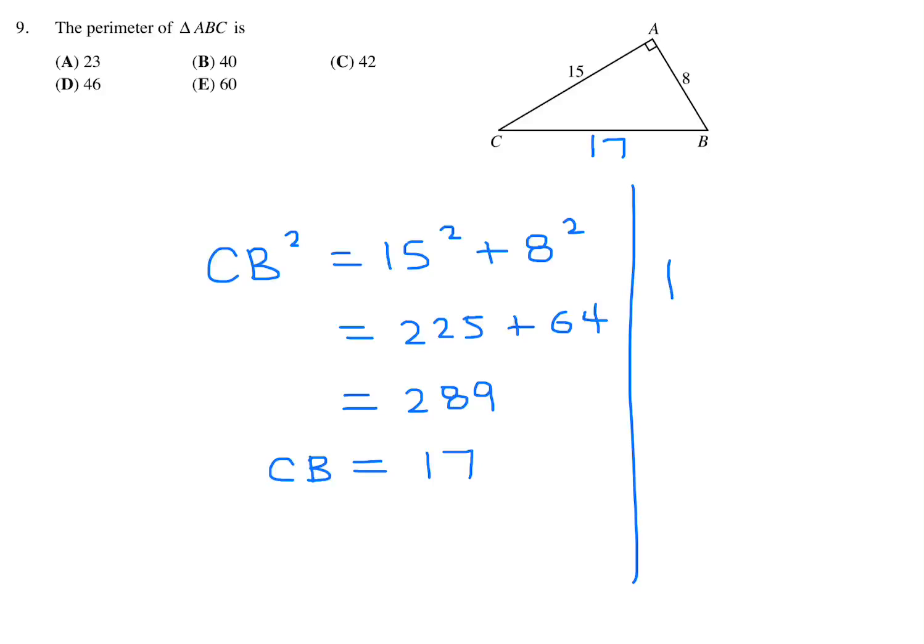Now they want us to figure out the perimeter. So the perimeter is the sum of all the sides. 8 plus 15 plus 17, and that is equal to 40. Yes, 40. So the perimeter is 40, and therefore the answer to number 9 is B.